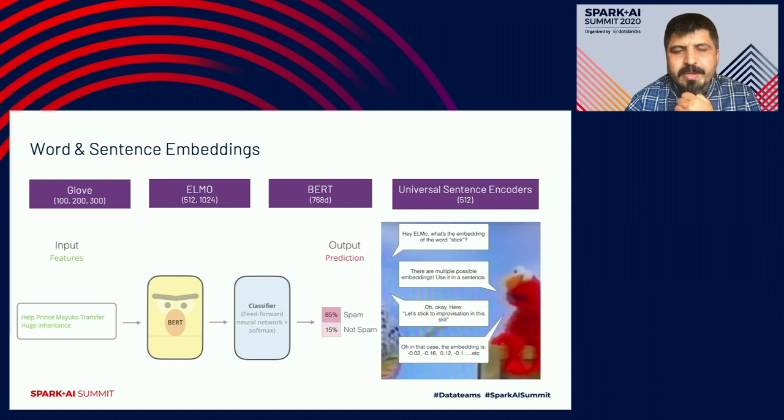ELMo and BERT are context-aware word embeddings, so a word will get different embeddings depending on the context in which it is used. And apart from GloVe, ELMo, and BERT, we have universal sentence encoders, which are able to create sentence embeddings for an entire sentence or document. Otherwise, we need to average the word embeddings for the other embeddings.